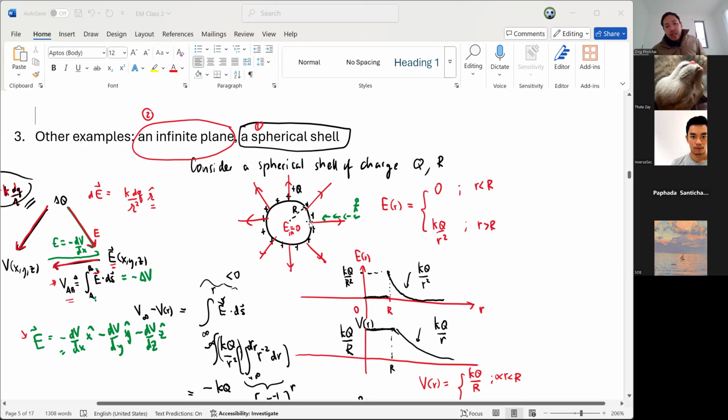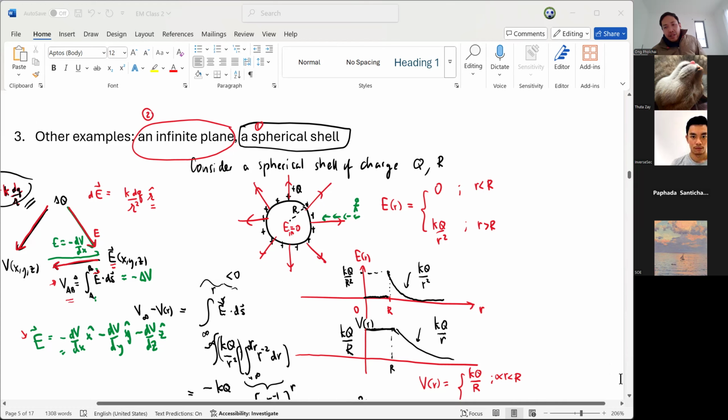But once you hit the surface of the shell and continue to walk towards the middle, you know that there's no electric field there, so there's no resistance, nothing against you. So the potential change will be zero, right? So you get this kind of a flat plateau in the middle.